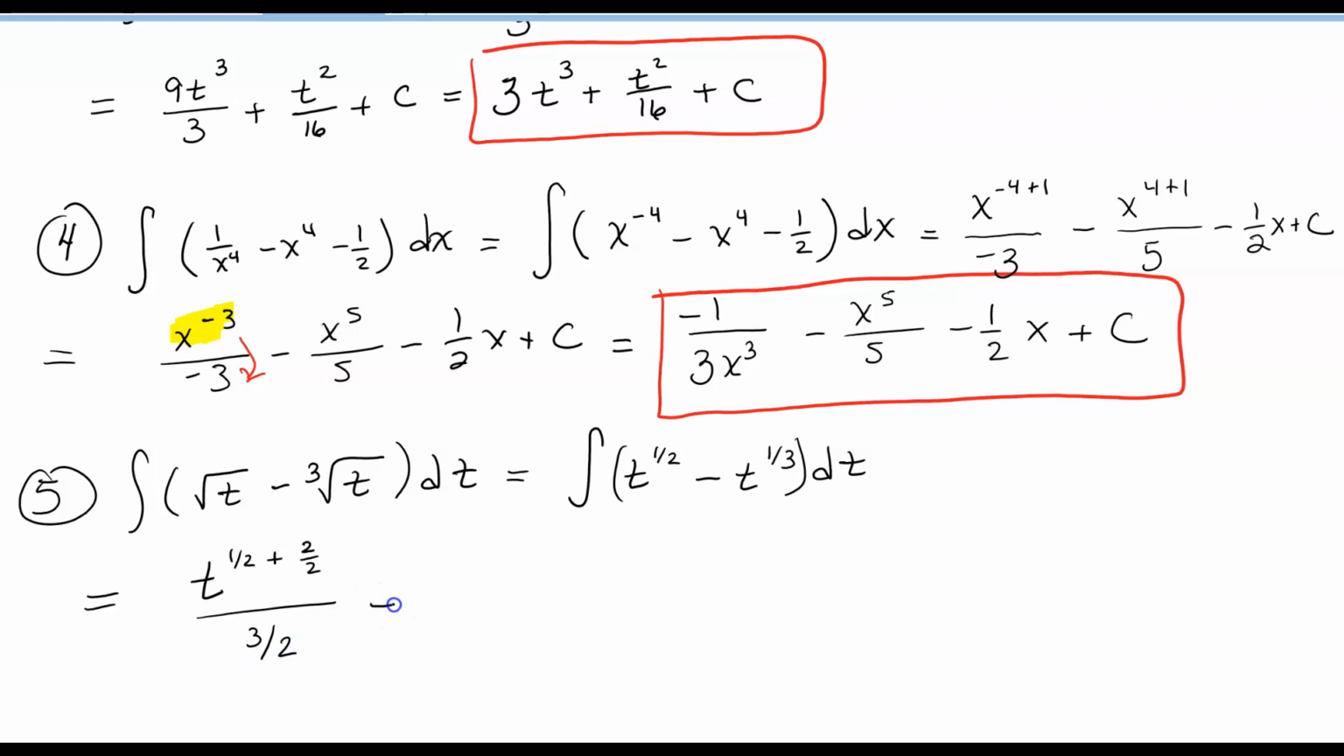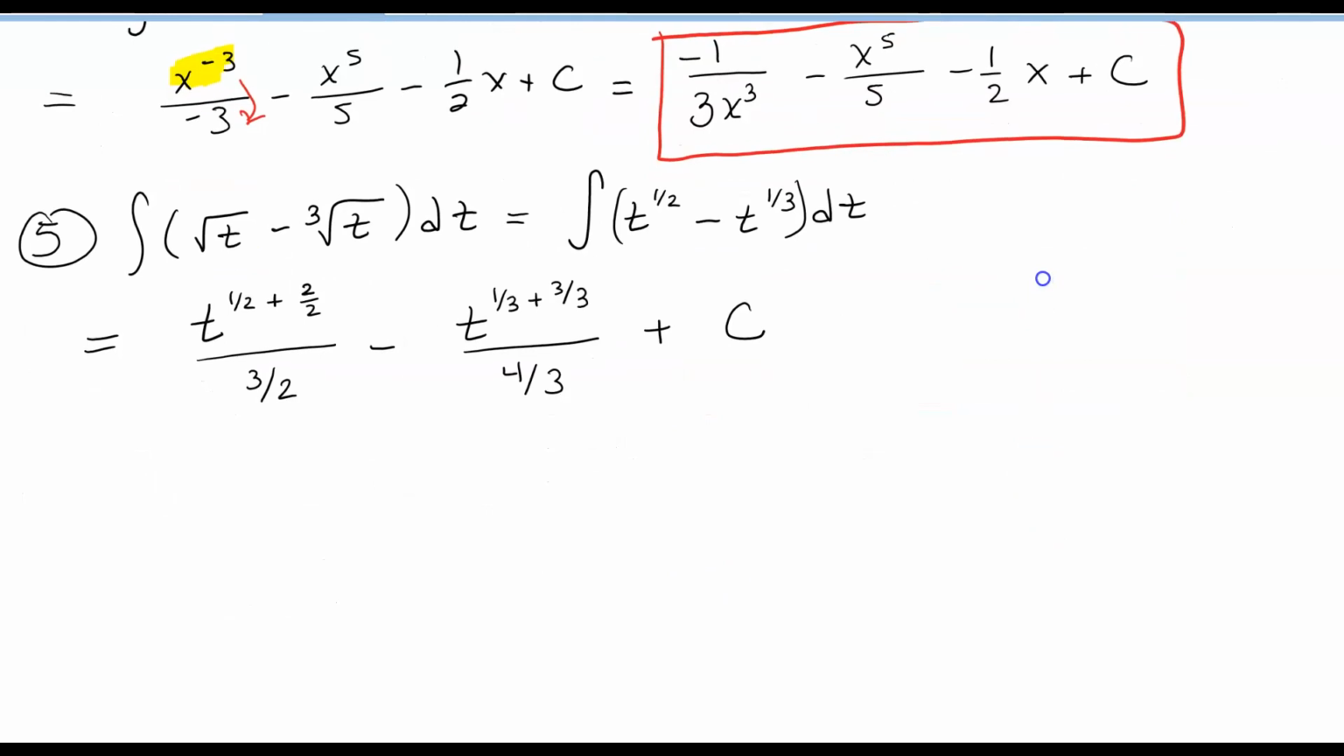And then I'm going to subtract, and I have t to the 1/3. And I'm going to add, in this case, 3 out of 3 because that's a representation of 1. And so 1/3 plus 3/3 is 4/3. So I'm going to divide by 4/3. And of course, I cannot forget about my constant of integration, c. So I'm almost done here.